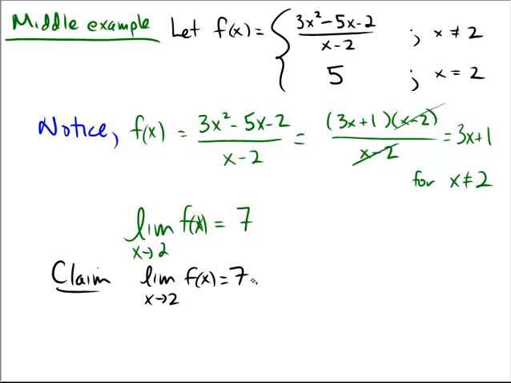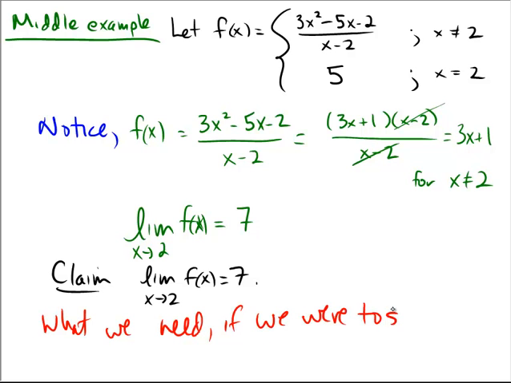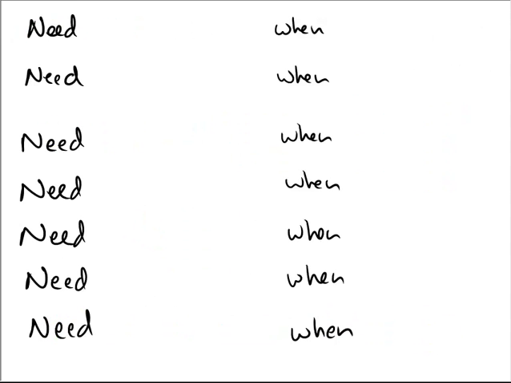But what would we need if we were to show this by our definition? Right? Our definition has certain requirements. It has that implication. So let's move over here and say, we need, when... What do we need? We need |f(x) - L| to be less than epsilon whenever |x - c| is less than delta.